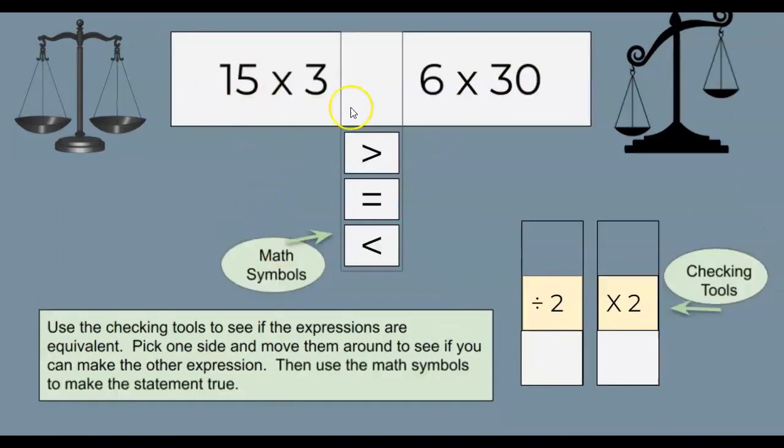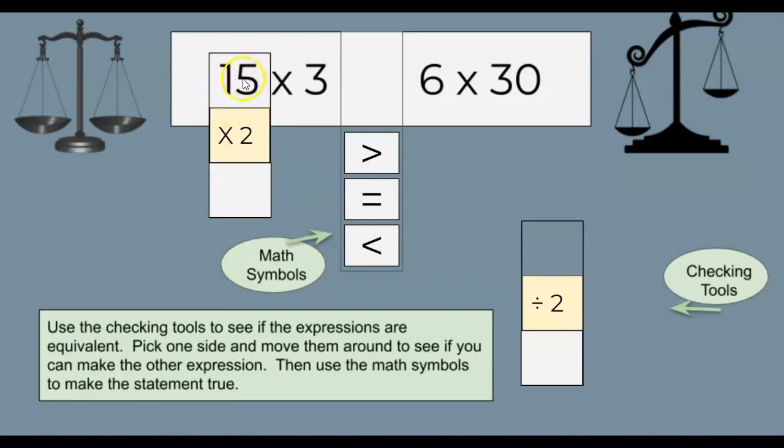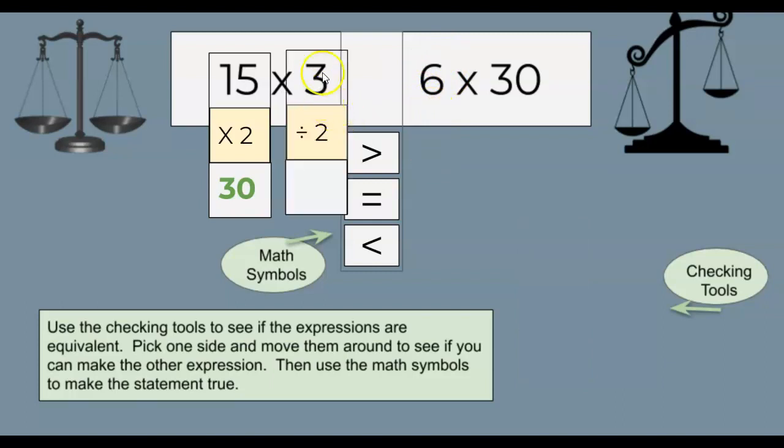It will not work. So here we are going to look at 15 times 3. Is it greater than, equal to, or less than 6 times 30? I'm going to start over on the left side. It doesn't matter which side you do. I have 15 times 2. And that gives me 30. Hey, they balance, right? But I have this 3 and I have this 6, so I know they're not going to balance. But let's look at it anyways. And so 3 divided by 2. Uh-oh, what happened when we do this? Yeah, 3 is an odd number, so I'm going to end up with a fraction. In fact, I'm going to end up with 1.5, or 1 5/10.